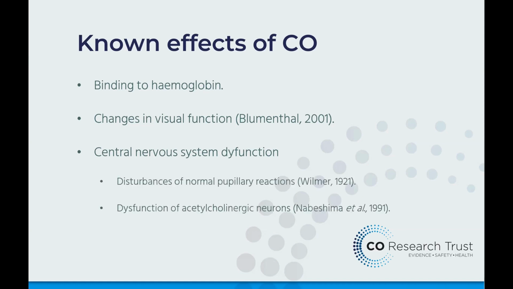monoxide intoxication. But what we do know is that disturbances in normal pupillary reactions have been reported since the early 1920s, and acetylcholinergic neuron function has been reported to be disrupted in some cases. So what we do know is that in some capacity, carbon monoxide intoxication affects the acetylcholine noradrenaline balance.